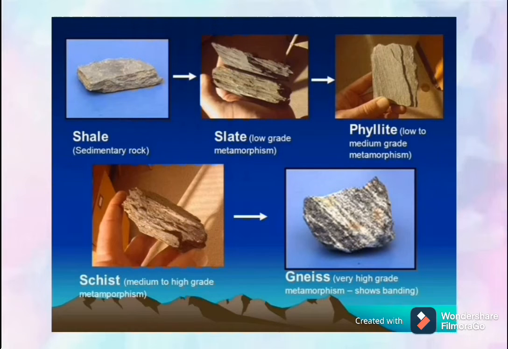Example of increasing metamorphism: shale, a sedimentary rock, is formed into slate, which has low-grade metamorphism, then to phyllite, low to medium-grade metamorphism, to schist, medium to high-grade metamorphism, to gneiss, very high-grade metamorphism, that shows banding.